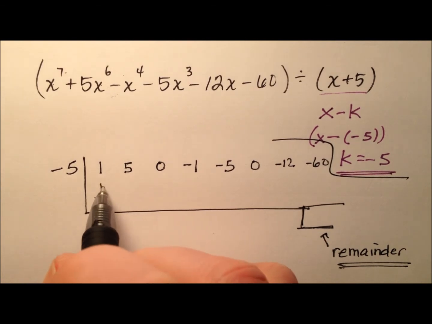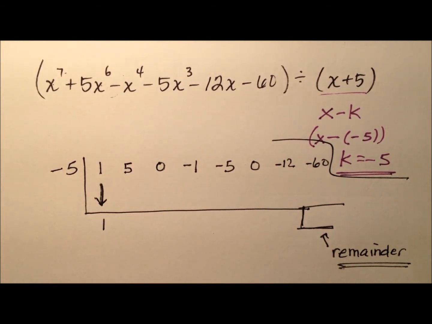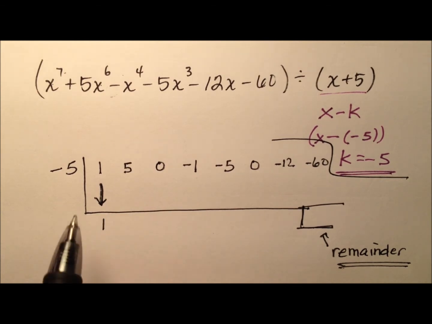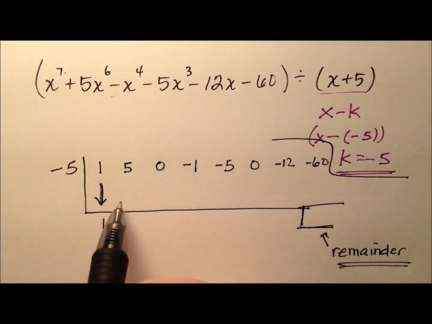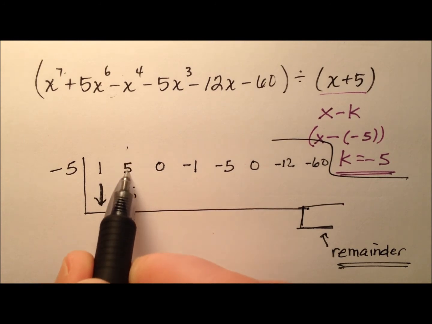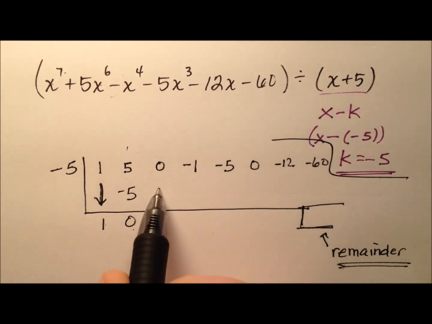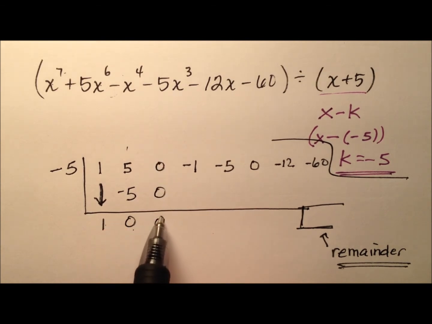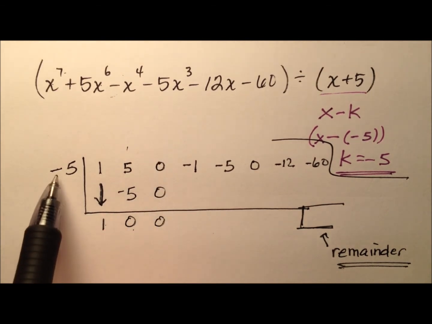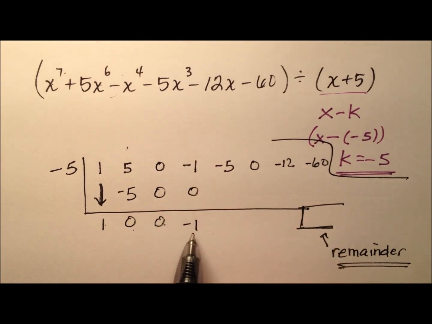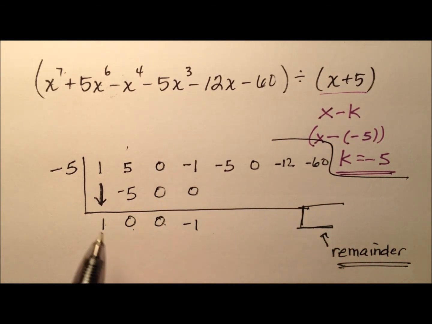So the first term here comes down, so 1. And then we're going to go through a process of multiplication, addition, multiplication, addition. So negative 5 times 1 is negative 5. When I add this column, I get 0. Negative 5 times 0 is 0. And I add this column, I get yet another 0. So negative 5 times 0 is 0. And adding this column, I get negative 1. This looks pretty easy so far.